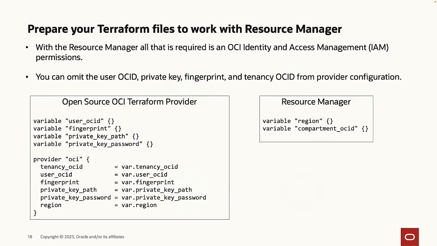When working with Resource Manager, all you have to do is make sure that your provider configuration is adjusted to use Resource Manager. That means you can omit the user OCID, private key, fingerprint, and tenancy OCID from your provider configuration. All the rest of your Terraform files will remain the same. And with that, we'll go ahead and move on into the console for a quick demo on Resource Manager.